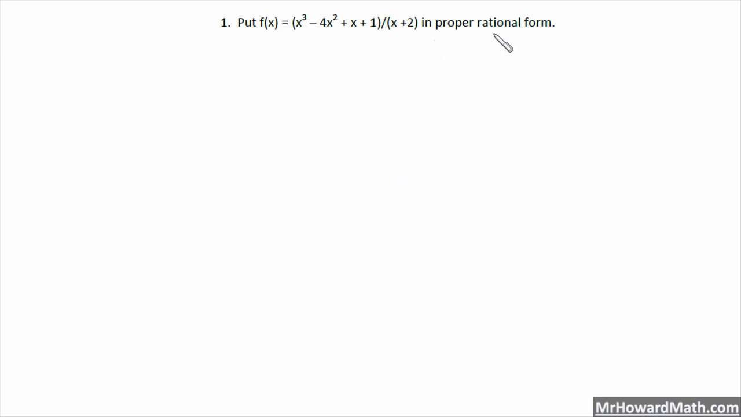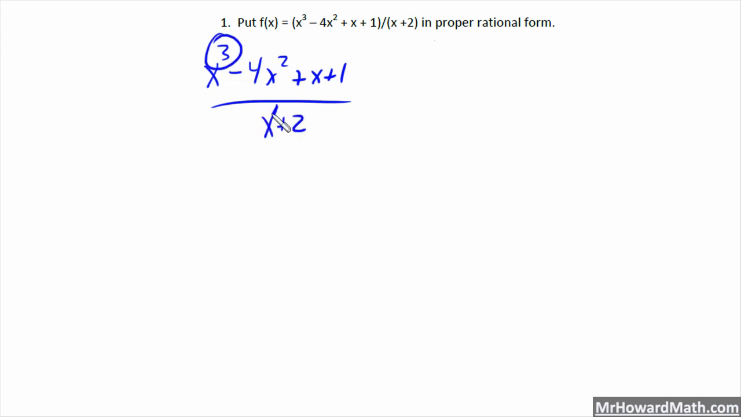So proper rational form means that the degree of the numerator is less than the degree of the denominator. So right now we have this x cubed minus 4x squared plus x plus 1 all over the quantity x plus 2. So the degree of the numerator is 3, the degree of the denominator is 1. So it's not in proper rational form. We do long division to fix that. So we'll do that here. And once we do that, it will be in proper rational form.